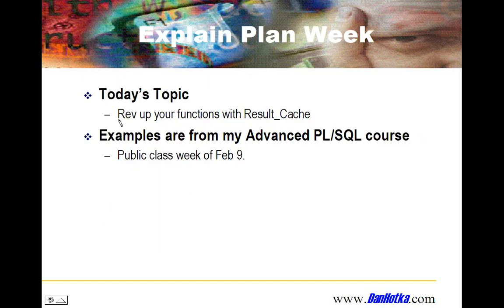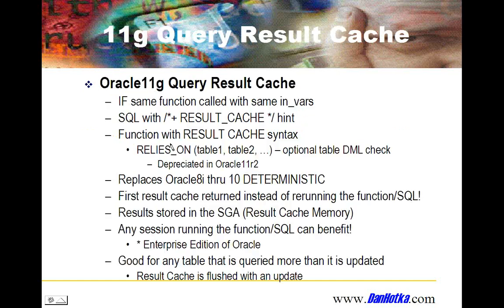Today's topic is rev up your functions with the result cache. These examples come from my Advanced PL SQL course, again, the one that I'll be running in half days on February 9th. Oracle 11 gave us this cool thing. Basically, the best way to explain this is looking at this deterministic clause. Oracle 8i and up to 10G, actually 11G and 12G still have this. They have a deterministic clause that you put in when you compile your functions.